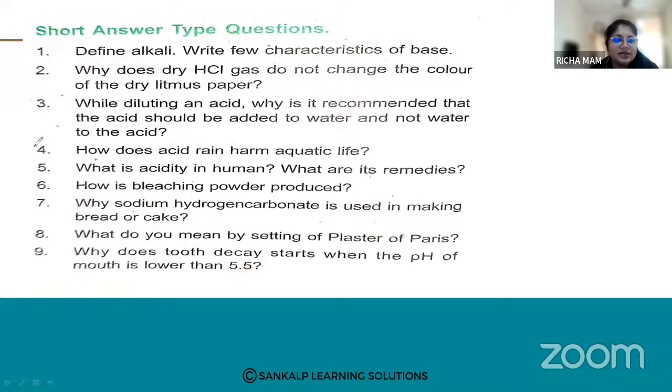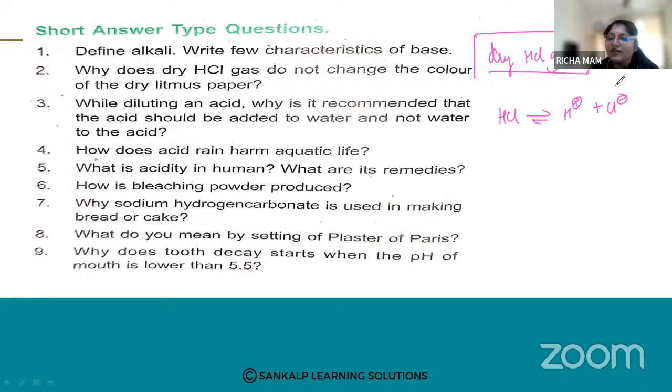Why does dry HCl gas not change the color of dry litmus paper? Dry HCl gas is not able to dissociate. If you take regular HCl, it will split into H plus and Cl minus ions, but whenever dry HCl is there, it will not get dissociated and it will not give you hydrogen ions.